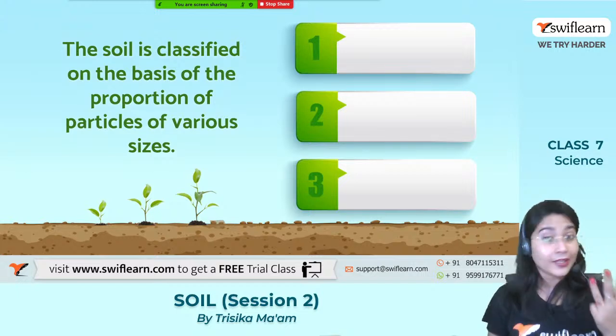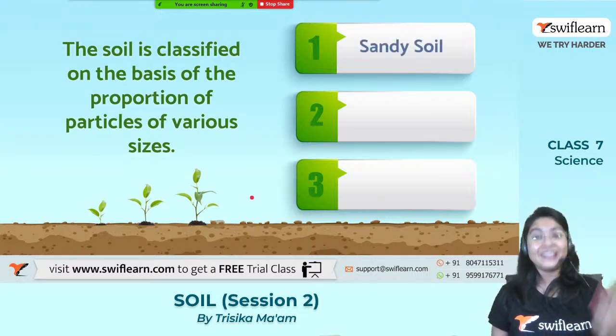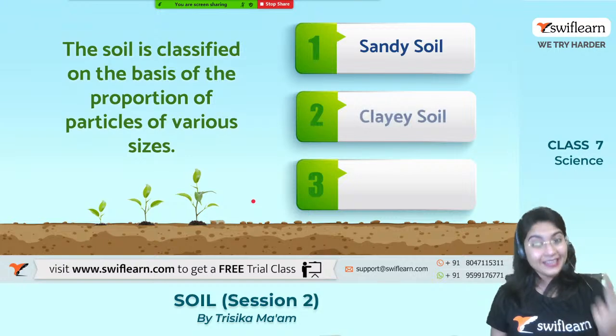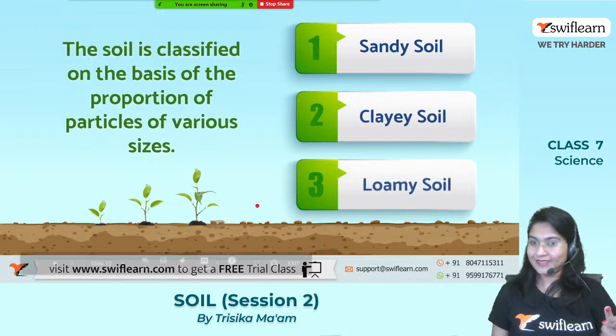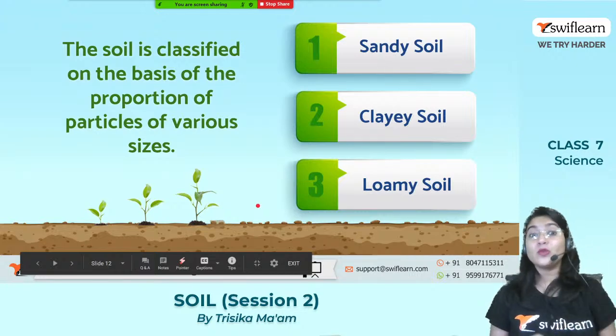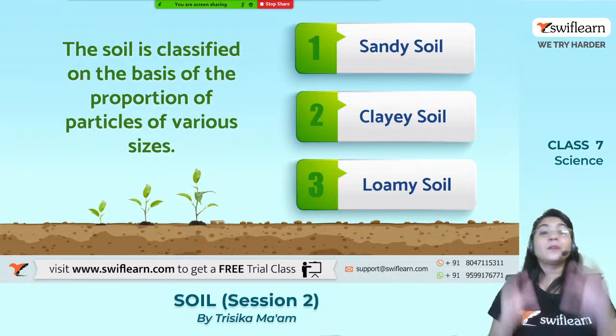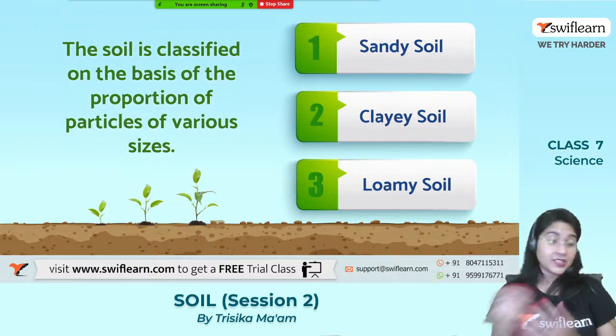Can you name the three main types of soil? Yes, they are sandy soil, clay soil, and loamy soil. So sandy soil, clay soil, and loamy soil are the three main types of soil on the basis of the particles present within the soil.